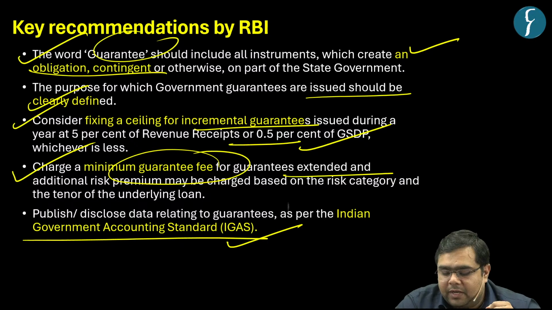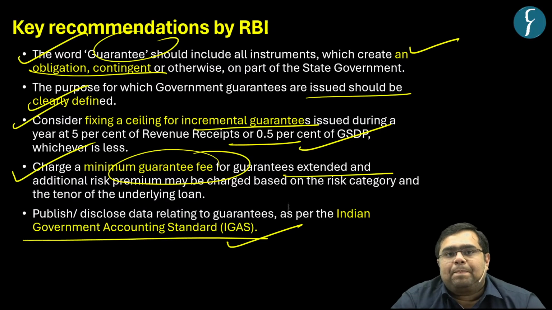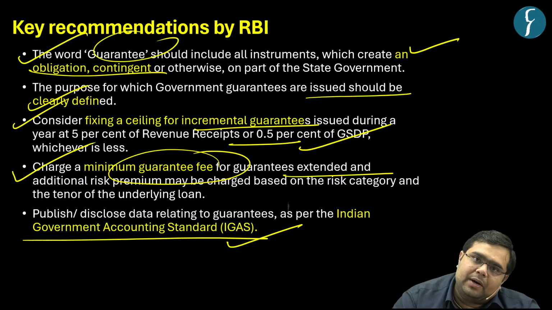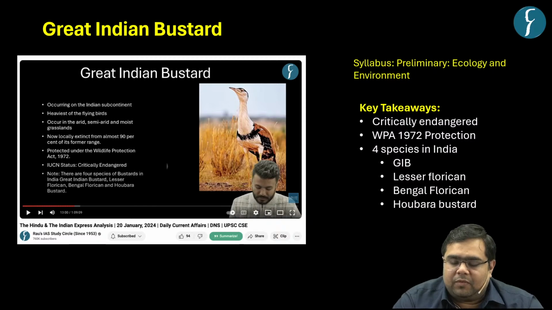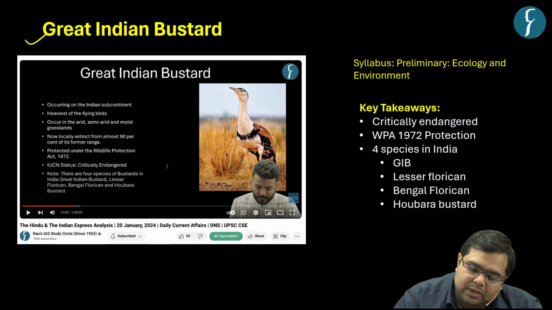the assessment of debt. So for this particular instance, RBI has recommended that whenever the state tries to ensure a guarantee of, let us say, a sick PSU, it should publish or disclose the data related to that particular guarantee in Indian government accounting standards, which will bring in more uniformity when it comes to the assessment of that particular debt. Moving on, the second aspect that we covered was with respect to the Great Indian Bustard.